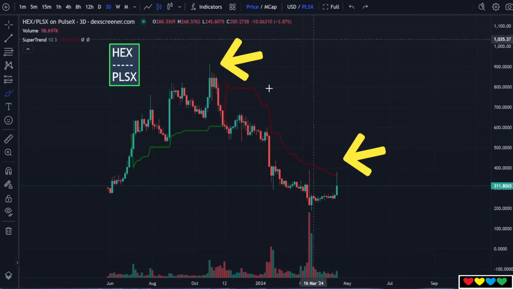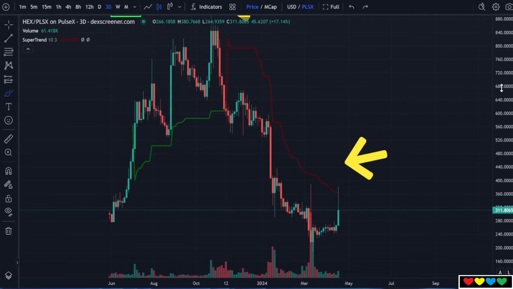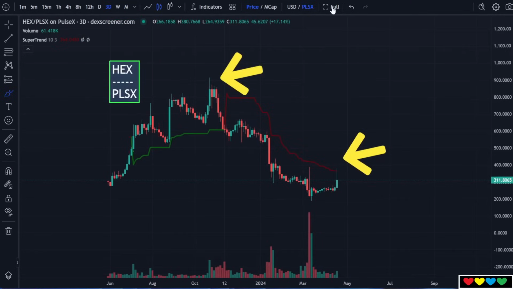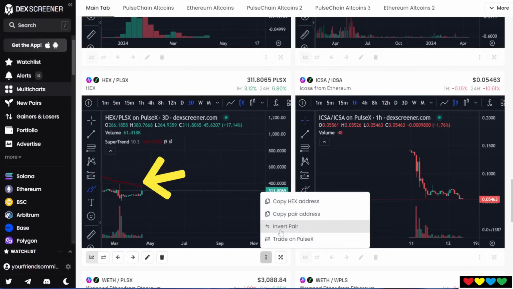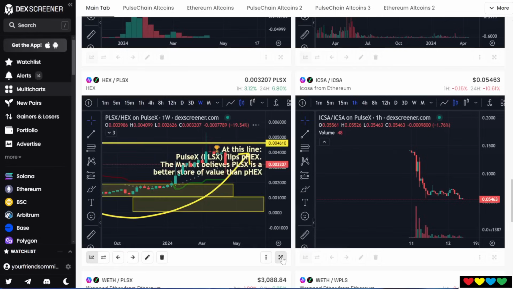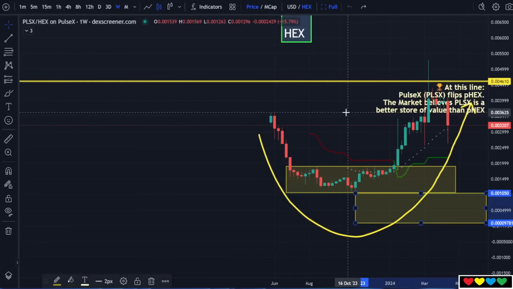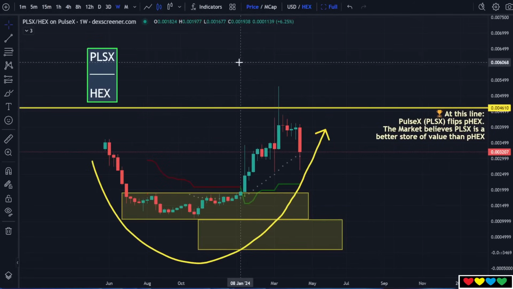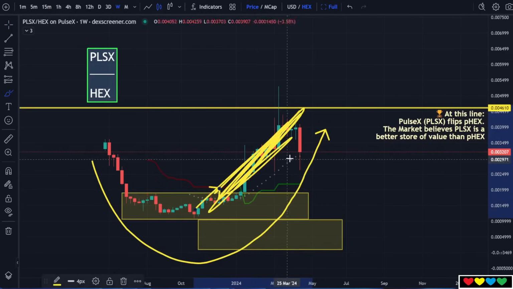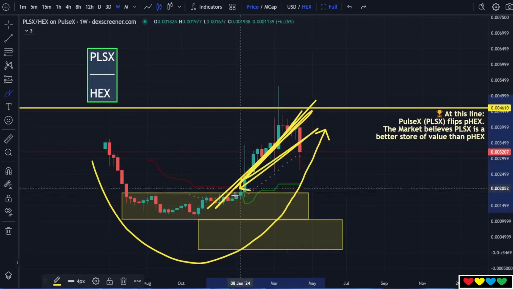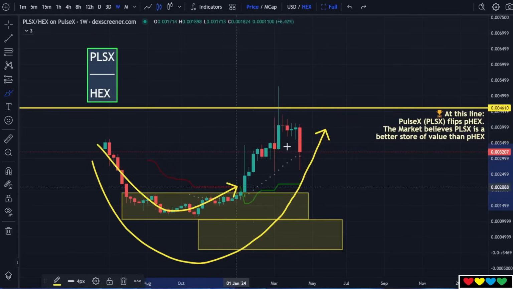A lot of people, friends, I know they don't like looking at it like this. You had HEX with a little 40% rally, just trying to come up in reverse. But we can invert the pair again to put PulseX on top, and now you can see what's really going on. In a risk-on environment, PulseX goes up more, which is what you want.